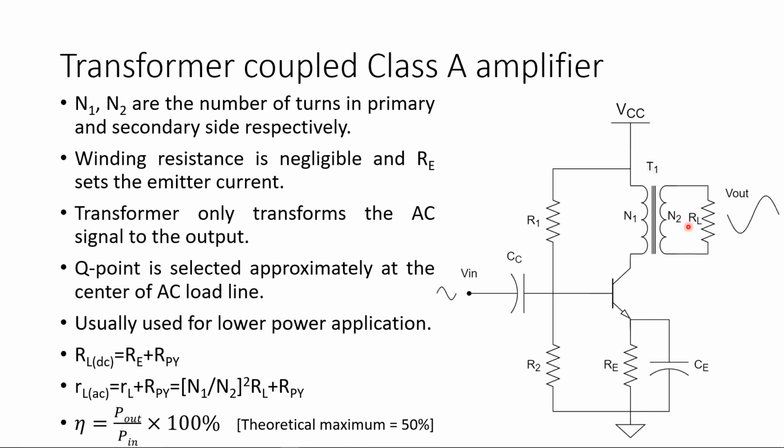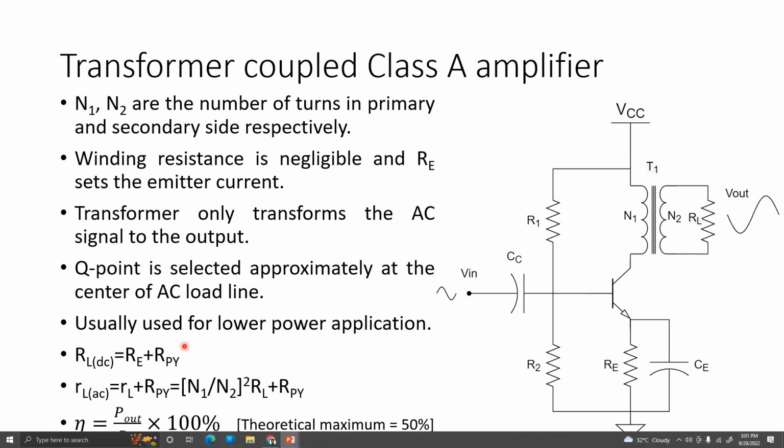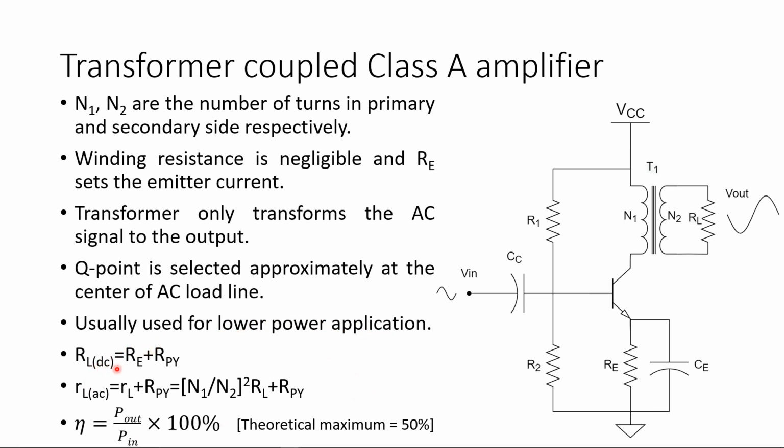The Q point of the class A amplifier is usually selected at the center of the AC load line. This type of power amplifier usually has low efficiency. The maximum theoretical efficiency is around 50%, and we use it for low power applications. Some of the design expressions that we need to remember are the DC resistance, the AC resistance, and the efficiency.